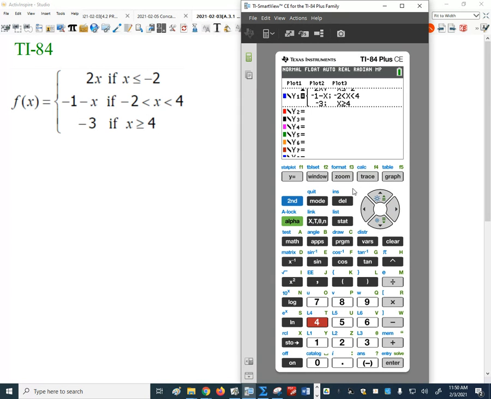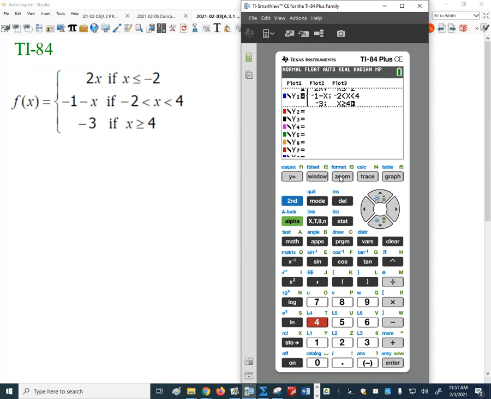And now I want to graph it. But to graph it, I don't just hit graph. I want to always reset the screen to its normal settings, where the x-axis is going to extend from -10 to +10, and the y-axis goes from -10 to +10.